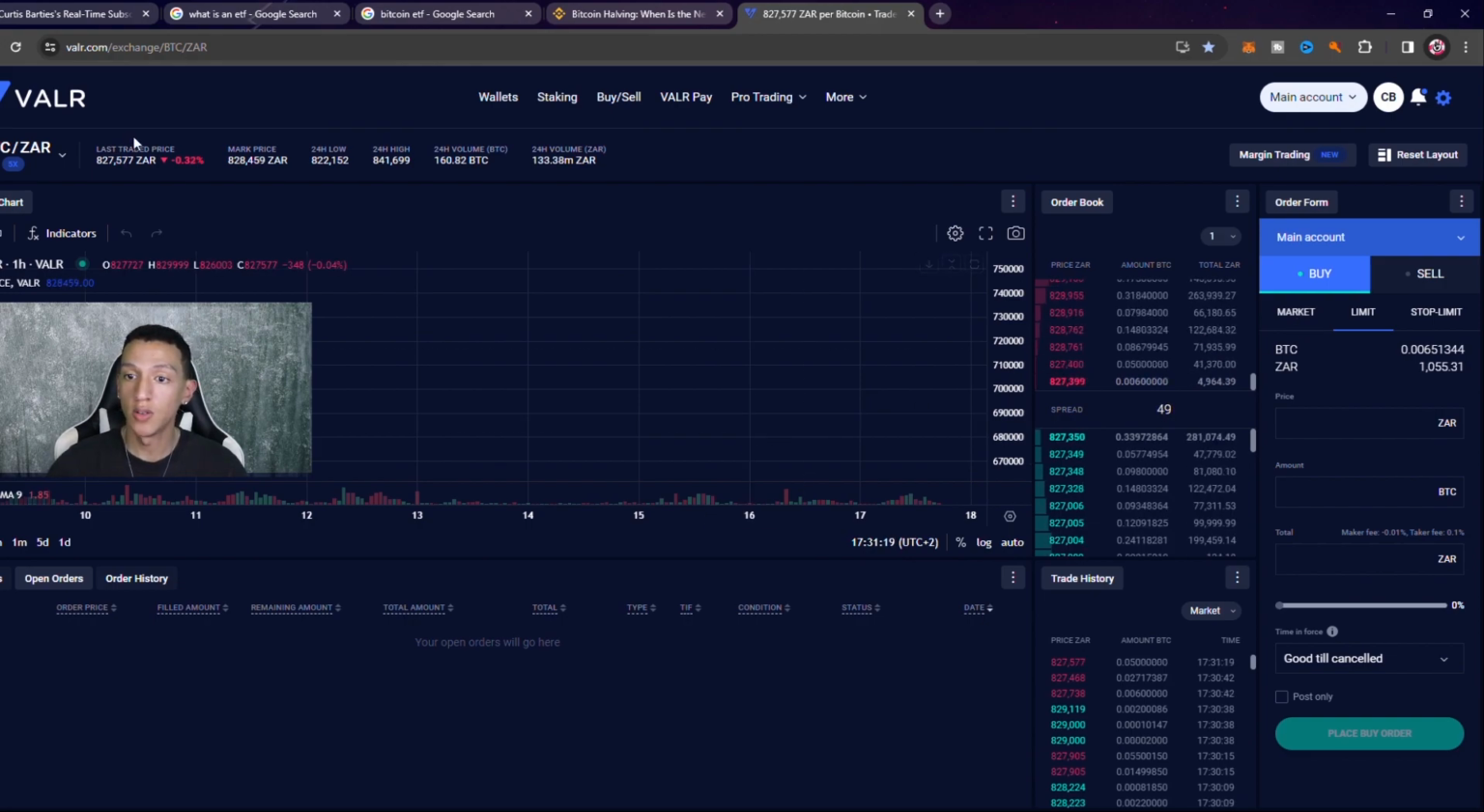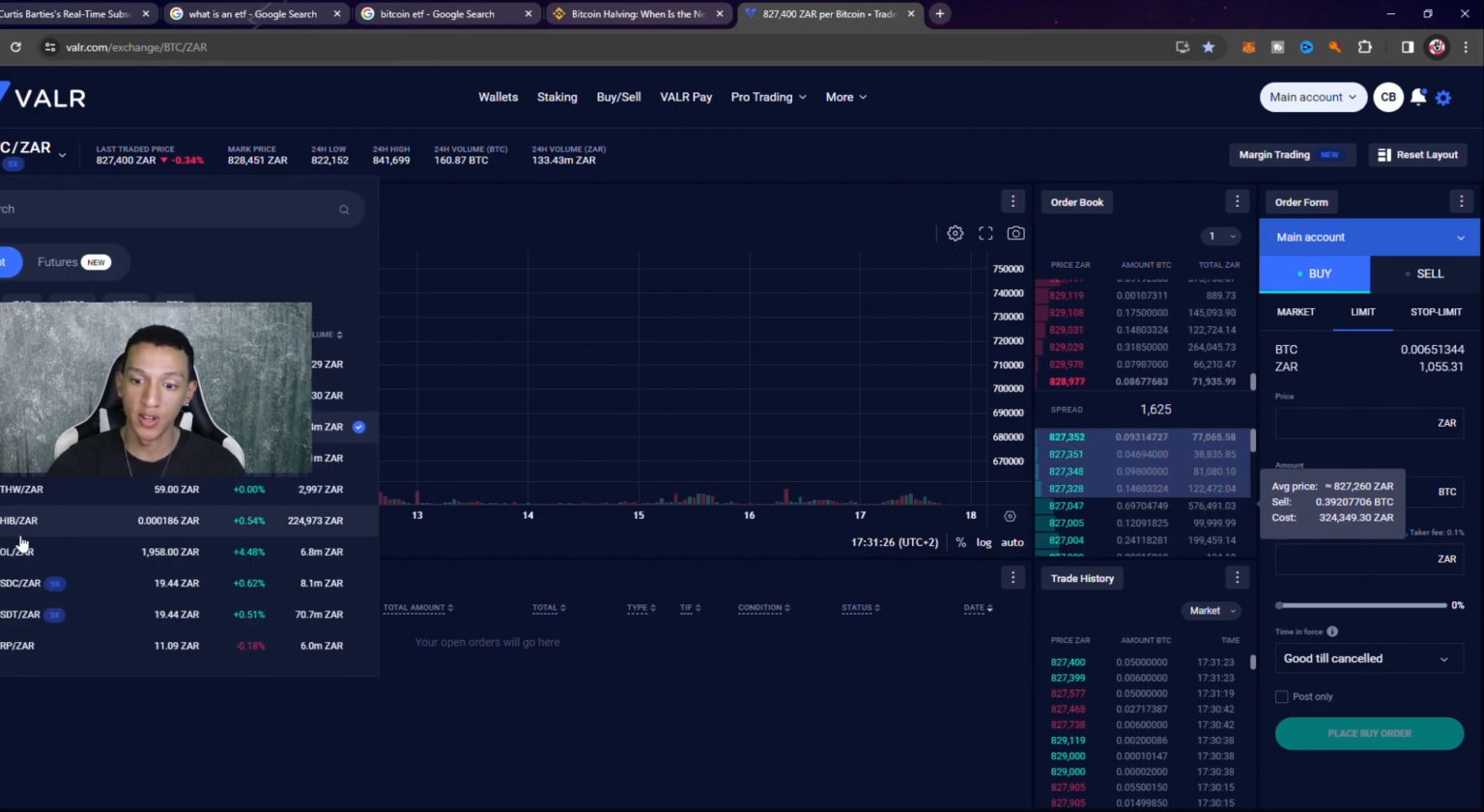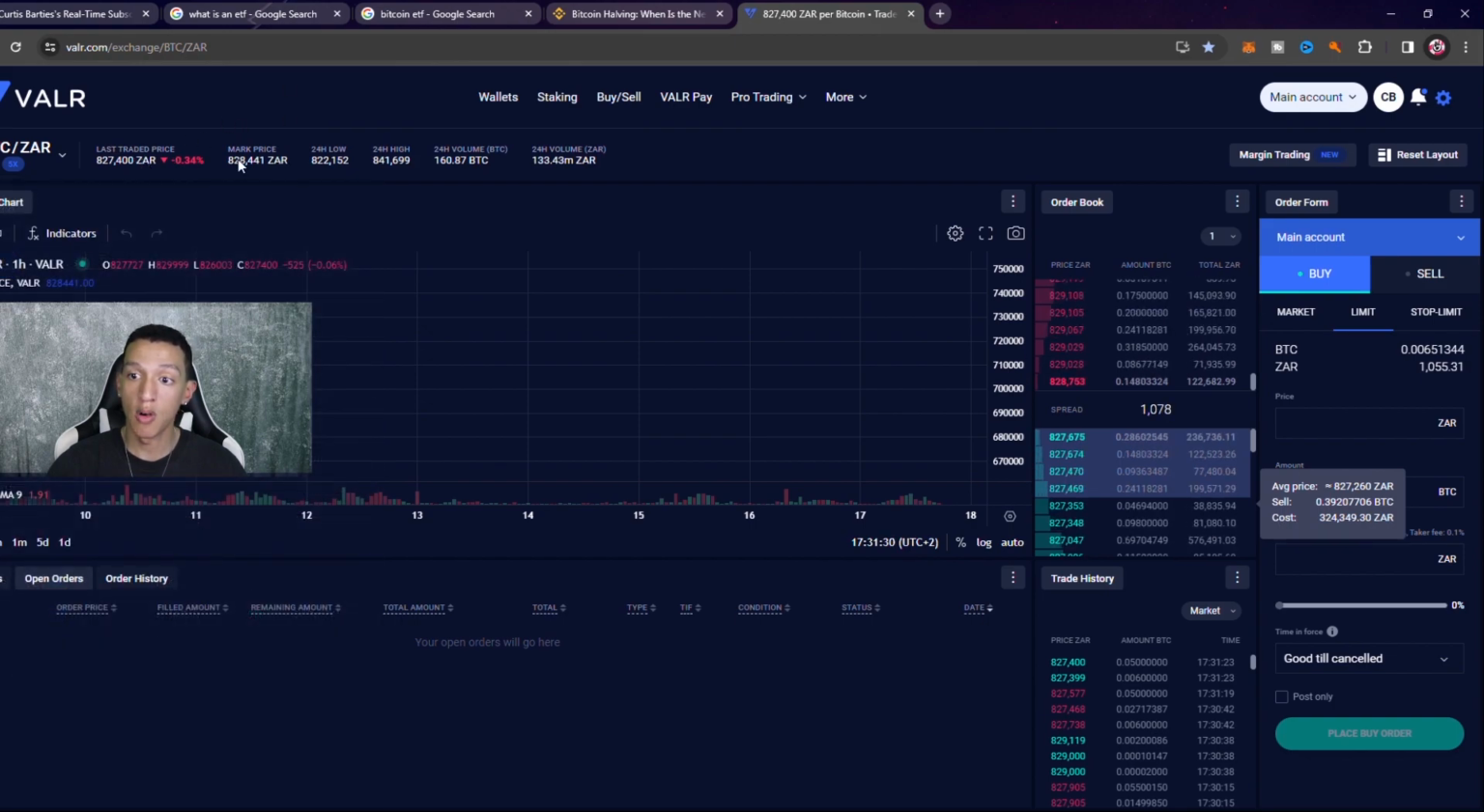So I'll just go over this briefly as an introduction. Here on the left side is the pair. You can change this to any pair you want, like XRP to Ethereum. This is just the price, the market price, the 24-hour low, 24-hour high, and the volume currently on VALR.